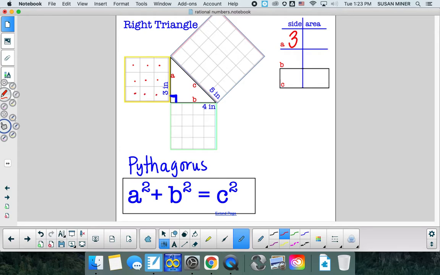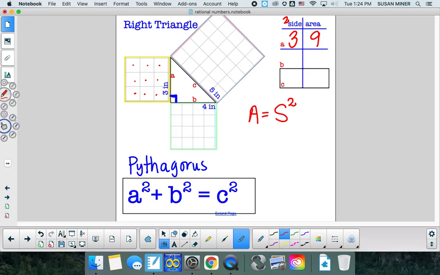We also have to remember that the area of a square is the side length squared, right? And so if the side length is 3, then the area would be 9 because 3 times 3 is 9. So remember, the side squared is equal to the area. Okay, so we're going to fill in this chart here really quick and see if we can see what Pythagoras noticed.